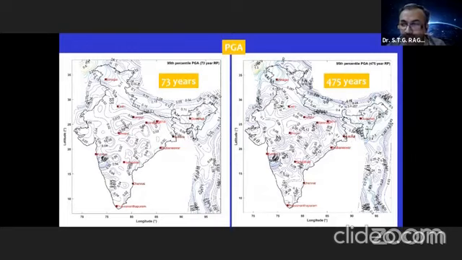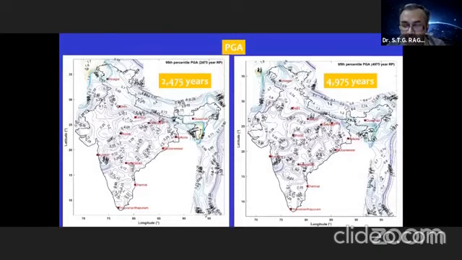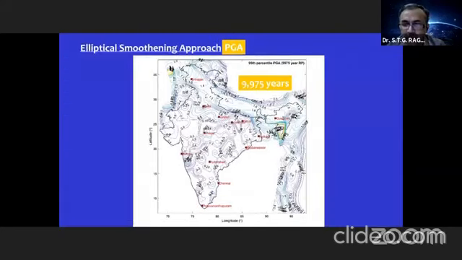Then we have 5,000 years also, because the 5,000 years is required when you're designing LNG plants, power plants, and other things. They say a 5,000 year return period also has to be considered. So we are providing for 5,000 years also. And then this is your 10,000 years. This is very important for nuclear power plants and very important structures.